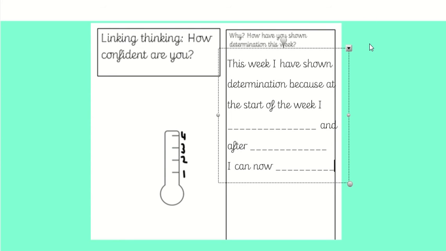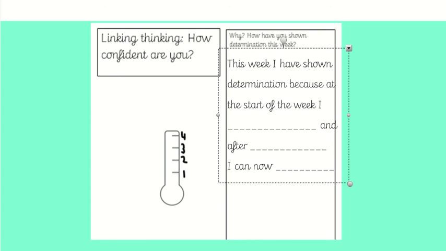So I'll read it again, that example. This week I've shown determination because at the start of the week I couldn't use fronted adverbials, and after practicing them each day I can now write a full sentence with a fronted adverbial at the start. Pause the video now, replay it if you need to magpie that idea.